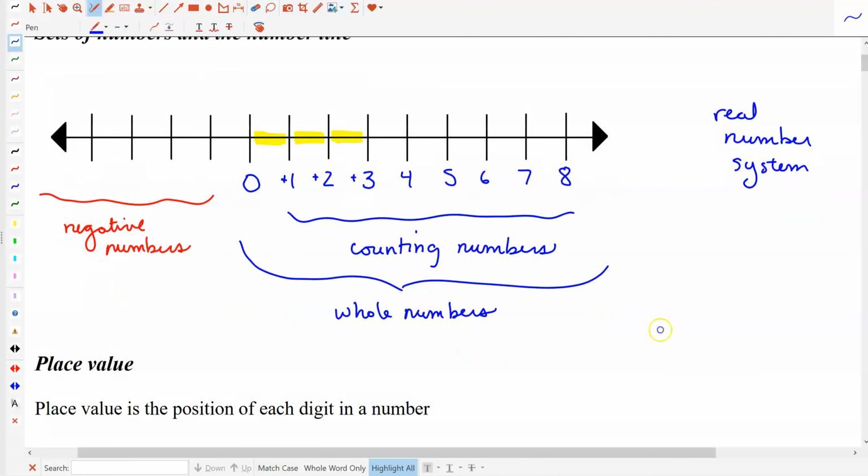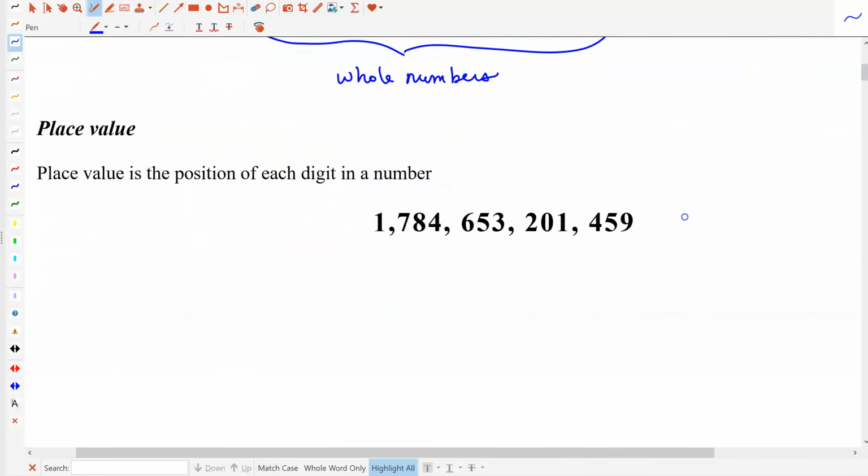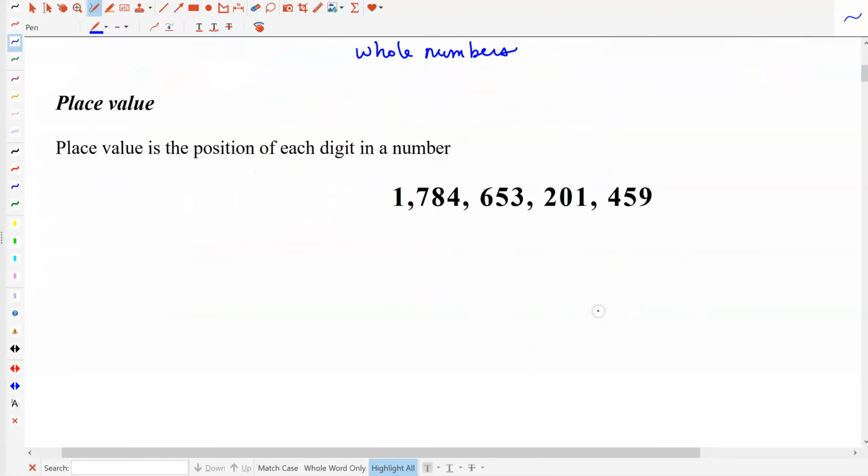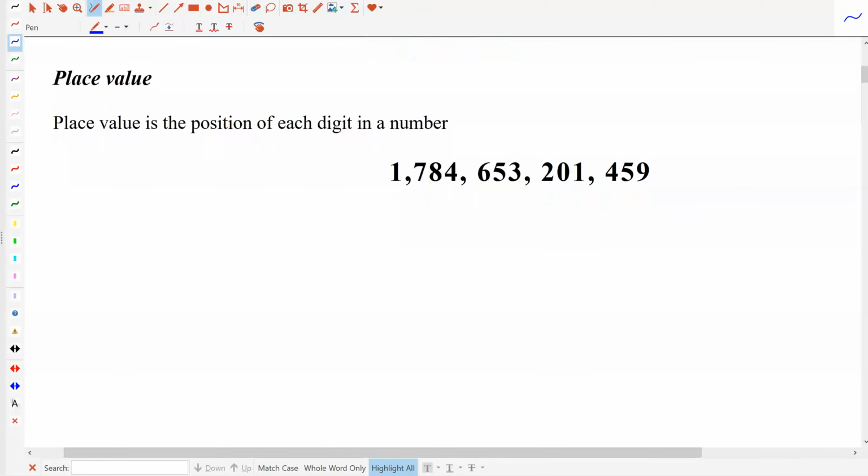When we look at place value, the position that a digit is in a number is special, and it tells us about how big or how small that number is. For instance, I have this number written down: 1,784,653,201,459. It's commonplace when we write our numbers to put commas in every set of 3, because every time we move over a set of 3, we introduce new language about what's going on in that place value.